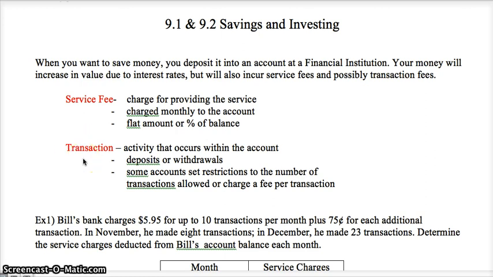A transaction is actual activity that occurs within the account. So that's your deposits, your withdrawals. Some accounts set restrictions on the number of transactions allowed or charge a fee per transaction.